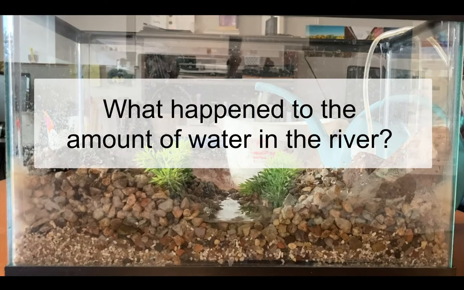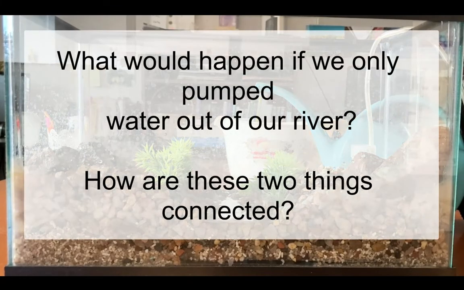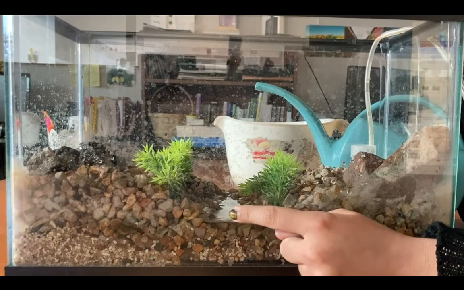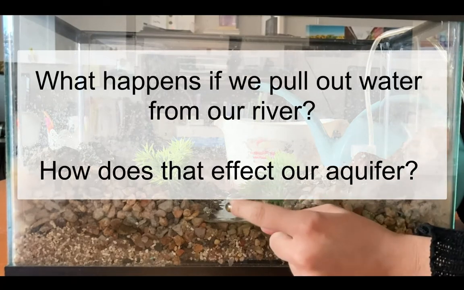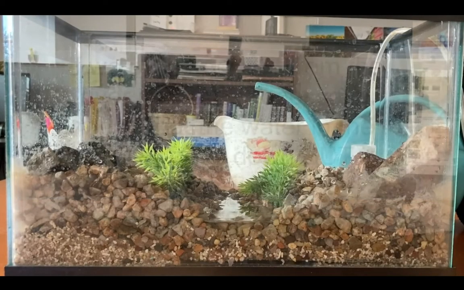So what happened to the amount of water in the river? I also want you to think of what would happen if we only pumped water out of our river. How are these two things connected? How are the groundwater and our surface water connected? We saw that there was a reaction when we pulled out water from the aquifer. It did affect our river. So what happens if we pull out water from our river? How does that affect our aquifer?